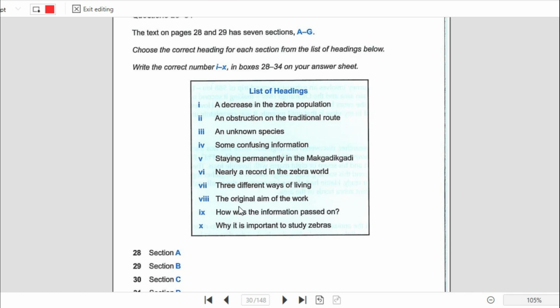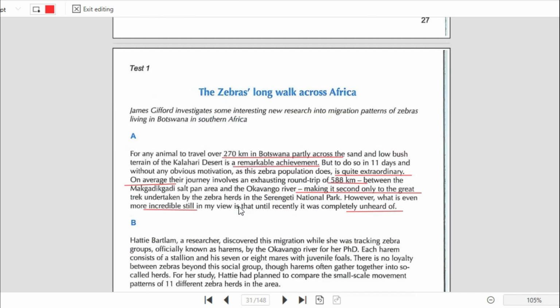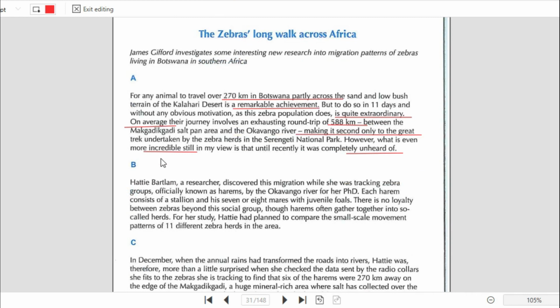So let's go back to the second passage. The first passage is done. Now we will move to the second passage. Hattie Bartlam, okay, it's a name. We can omit it, no problem. Discovered this migration while she was tracking zebra groups, officially known as harems, for her PhD. Each harem consists of a stallion.